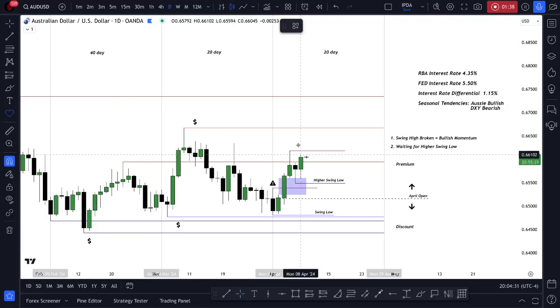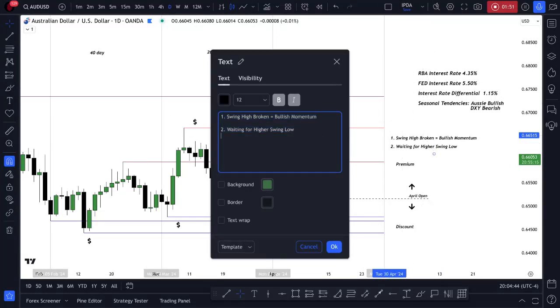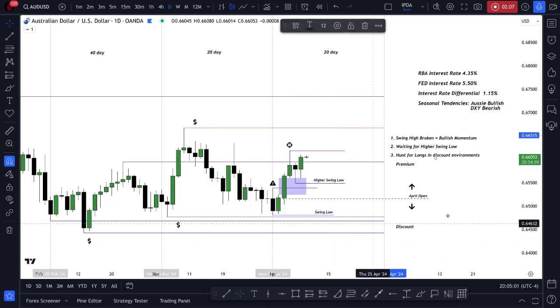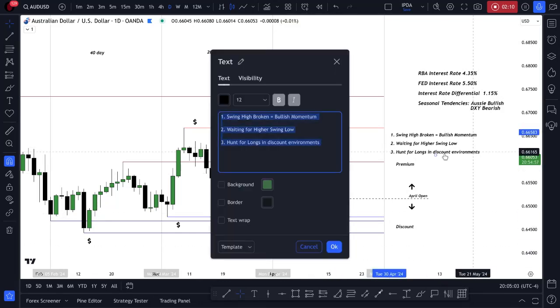Like that's a no-brainer. After that, we want to see this swing high, and possibly even the 20-day look back high too. And we want to see if price is going to keep going up. So at this point, step 3 would be hunt for longs in discount environments. So that's what we would be looking for. Looking for price to trade up and trade to higher price action. So we're going to look for those longs in a discount environment.